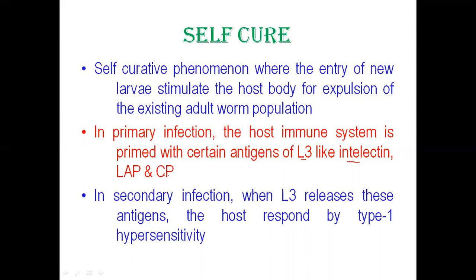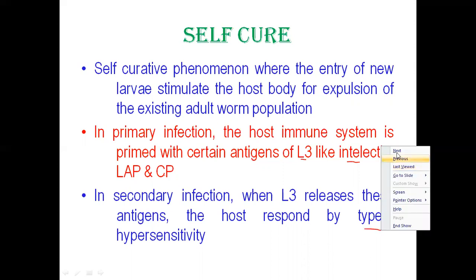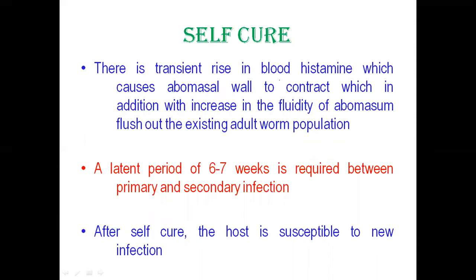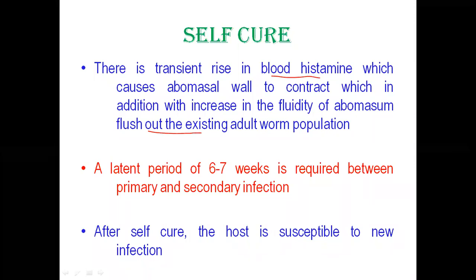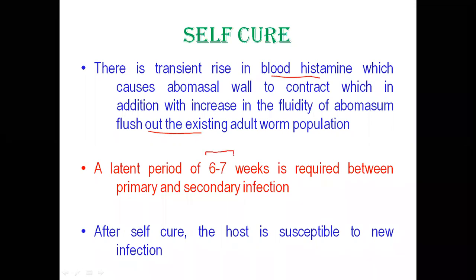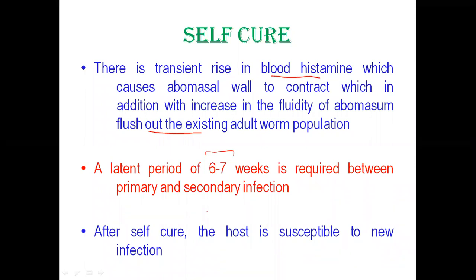What will happen is that as the host is already primed, it produces type 1 hypersensitivity. Due to type 1 hypersensitivity, there will be a rise in blood histamine, and due to that, the abomasal wall contracts, and apart from that, there will be an increase in the fluid content of the abomasum, which flushes out the adult worm. Okay, so this is the self-cure phenomenon. But a latent period of 6 to 7 weeks is required between the primary infection and the secondary infection. This is mediated by immunological mechanisms, but it is not a sort of vaccination.